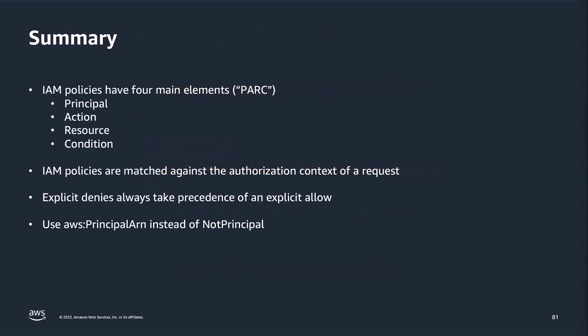So we went through a lot here today. We learned about each of the individual elements of an IAM policy. We learned how IAM does statement matching between the authorization context and your IAM policies. We also learned some basic rules of policy evaluation, like explicit denies taking precedence over an explicit allow. And we scratched the surface of the principal element, and we learned that the aws:PrincipalArn condition key has a lot of uses and is a good alternative to NotPrincipal.